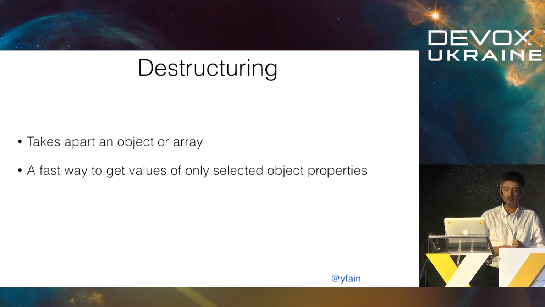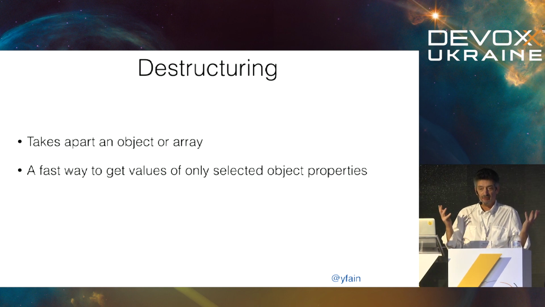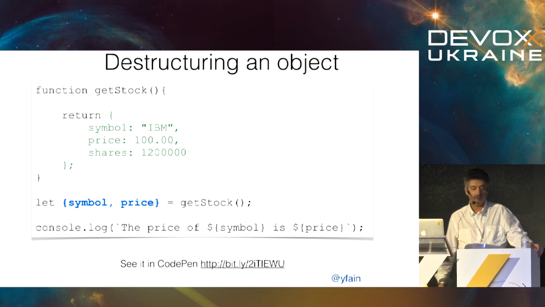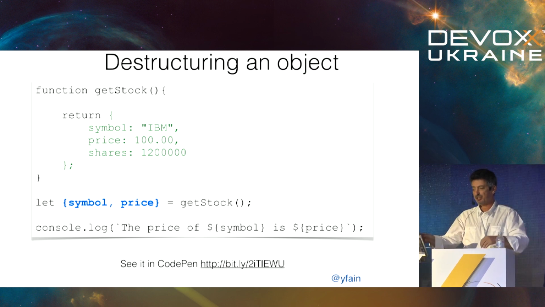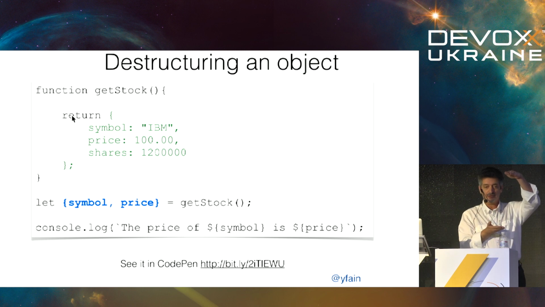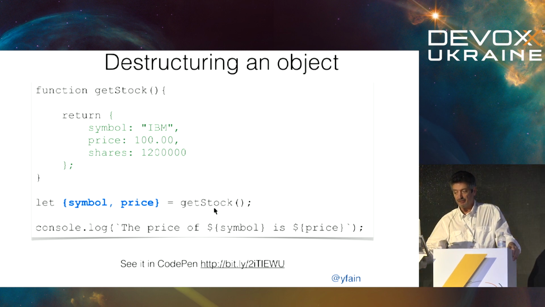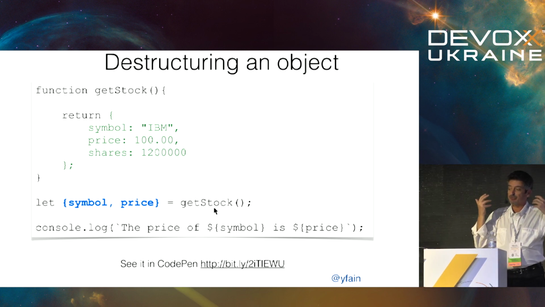Destructuring, really cool feature. It takes an object or an array apart into pieces. Much easier to extract only those properties that you care about. Well, let me show you. Look at this function. I have a function getStock, and this function just has one statement, return. And it returns an object. Once again, it's a template literal, curly braces. I create an object with three properties, symbol, price, and shares, and I return it. So whoever calls this function, getStock, would get an object with three properties.